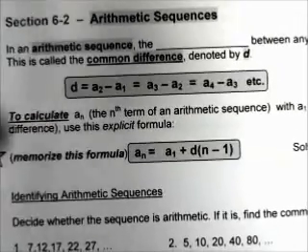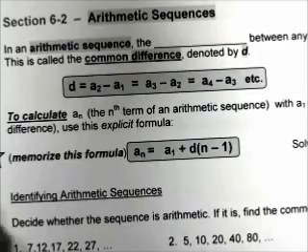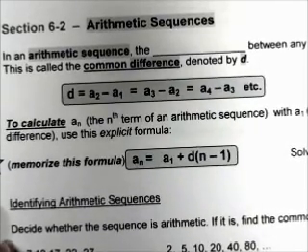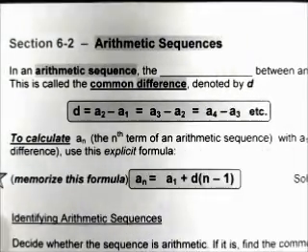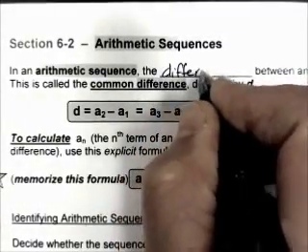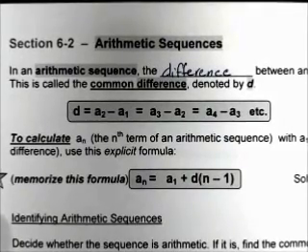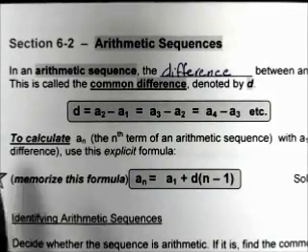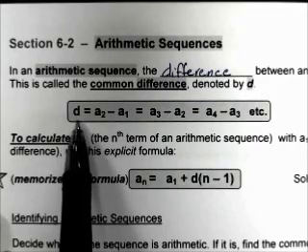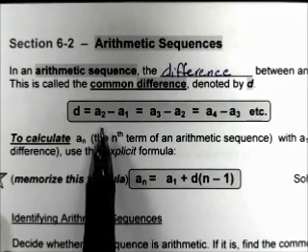Today we're on page 3 of our Chapter 6 notes packet, section 6.2, arithmetic sequences. In an arithmetic sequence, the difference between any consecutive terms is a constant. This is called the common difference, denoted by lowercase d. So lowercase d is equivalent to the difference of any two consecutive terms.